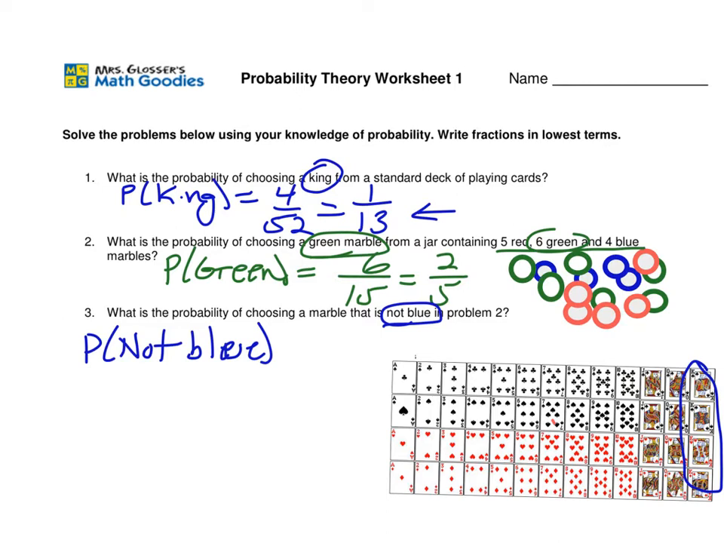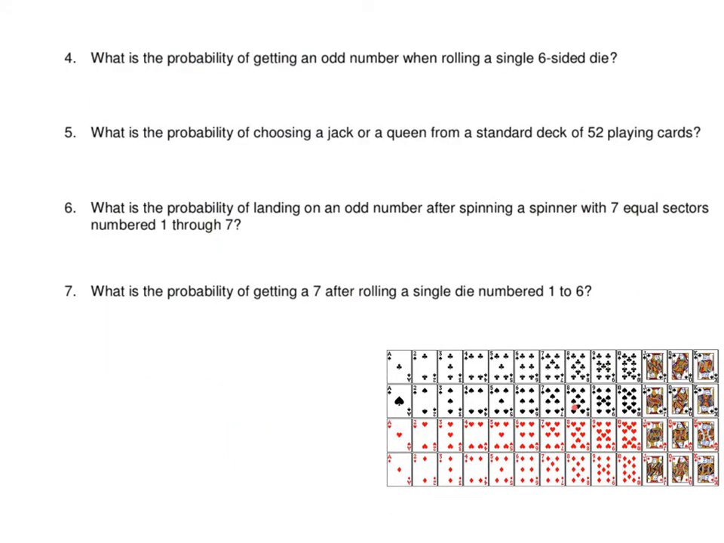Number 3, we're looking for the probability of not blue. So something that is not blue. So write it out. Not blue equals. Okay, so we have our container, and it has 15 in it. So our denominator is 15. How many are not blue? Reds are not blue, and greens are not blue. And that totals 5 plus 6, which is 11. 11/15.